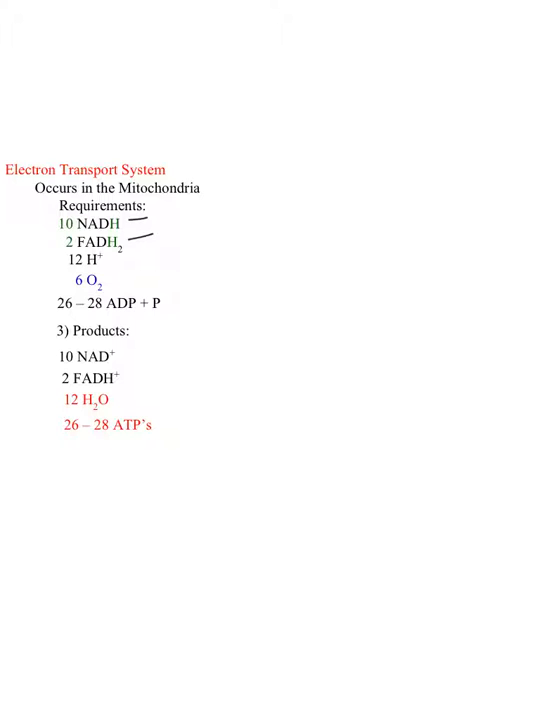We also need to see what happens to our mystery 12 hydrogens that we had in the citric acid cycle. And we promised that we'd be using oxygen. So this is going to be a true aerobic process. We're going to be using free oxygen molecules in the form of 6 O2s. Now we're going to release so much energy that we're going to be able to phosphorylate 26 to 28 ADPs into ATPs.